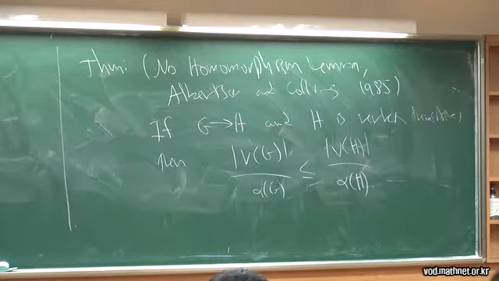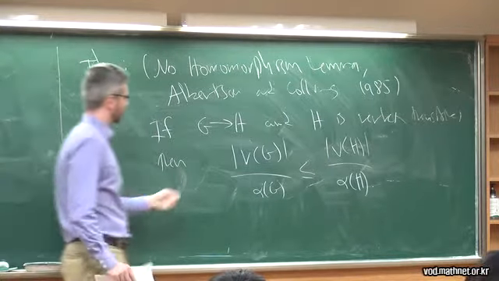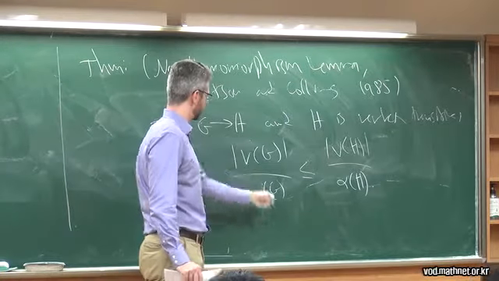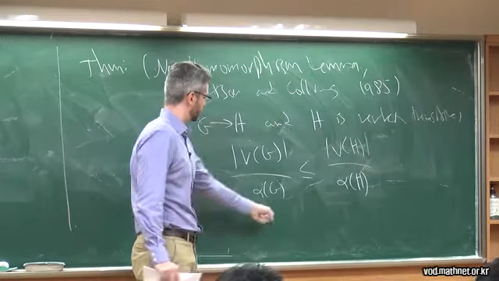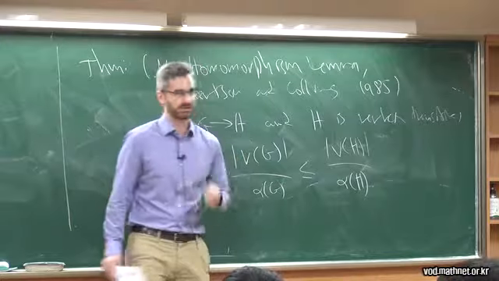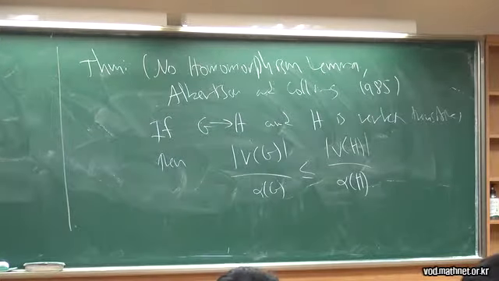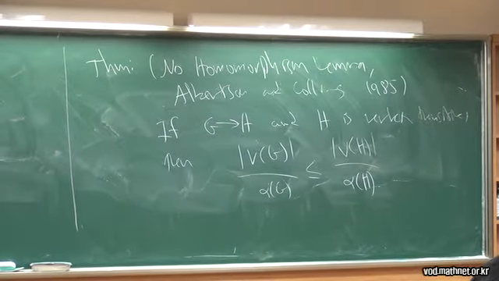And again, this is typically employed as a tool not to show that, given a graph G with a homomorphism to H, I have this nice relation, but instead to show that because this relation is broken, I can't have a homomorphism from G to my graph H that I'm interested in.